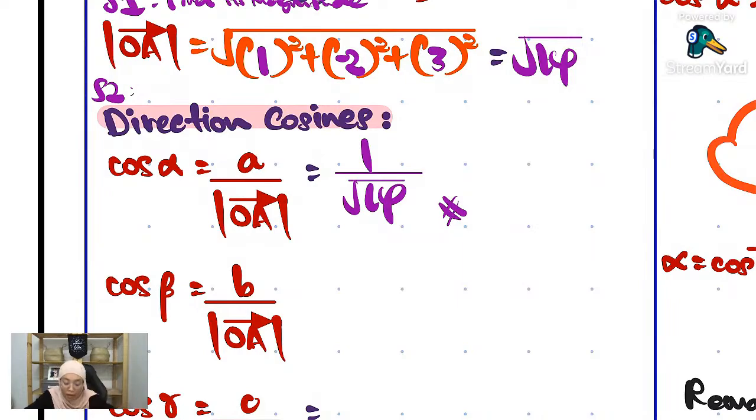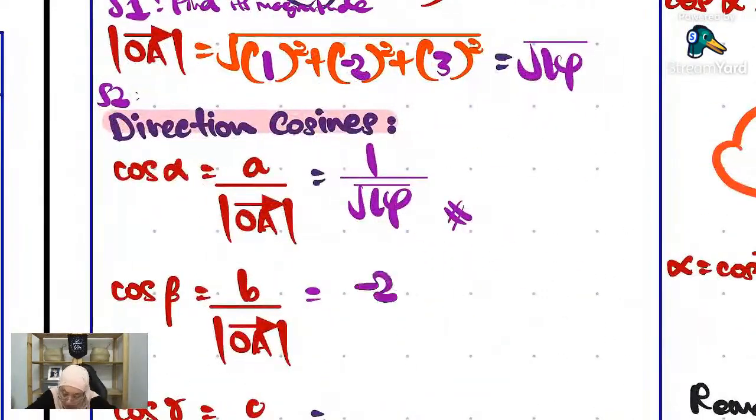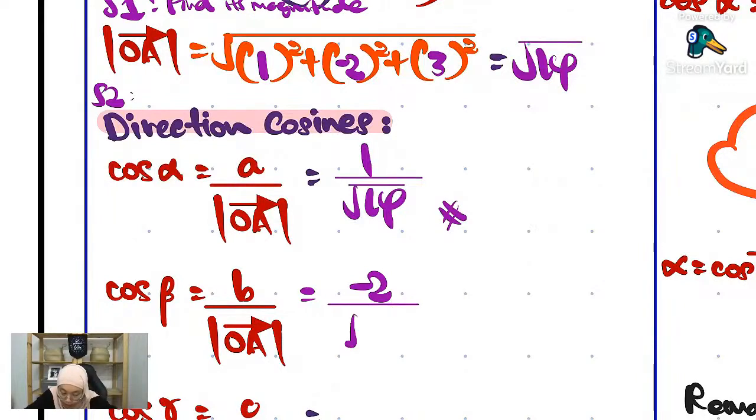Manakala cos beta. Cos beta adalah nilai B saja. Nilai B adalah negatif 2. Negatif 2 bahagikan dengan square root 14. Tada! This is the answer of the cos beta. So inilah direction cosine. Direction cosine yang paling senang sekali dapat jawapan. Hanya perlu cari magnitude sahaja.